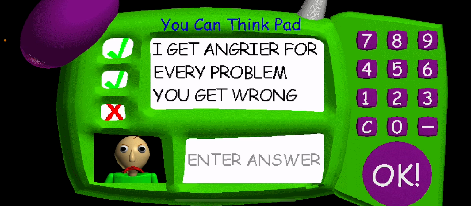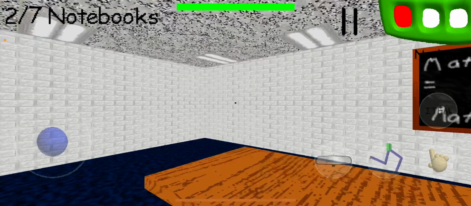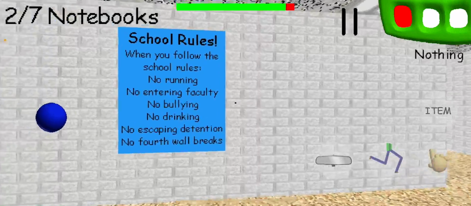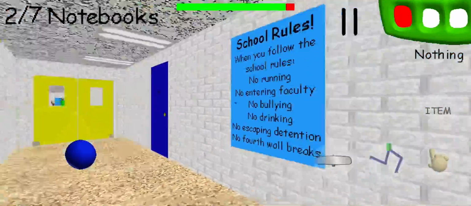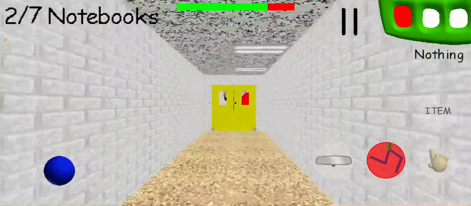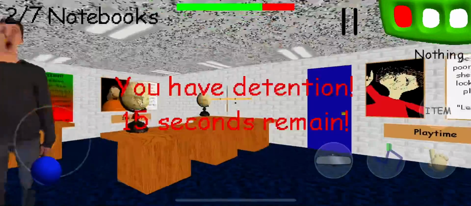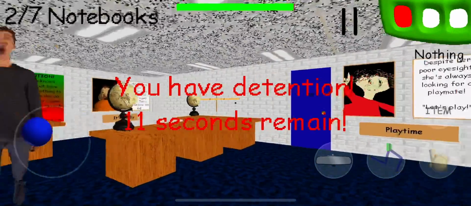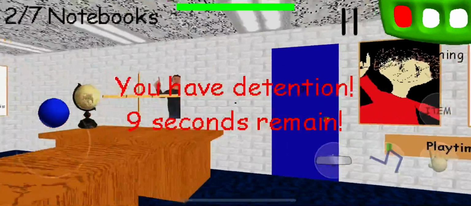Come on, come on! Okay, run! And then open door. Okay, he's obviously coming from that side. No running in the hall. What? Seriously? Already? 15 seconds. Okay, I can recharge my energy. When will you learn? When will I learn?